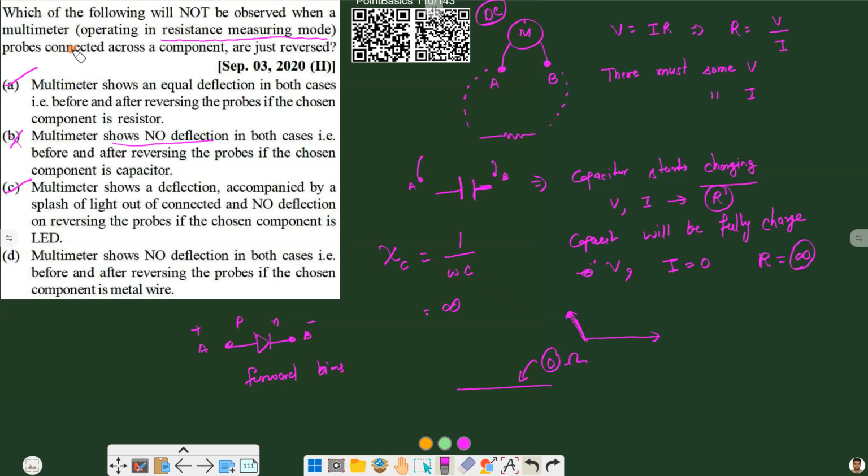So it will show no deflection, and again a metal wire is a passive component. It does not have any positive and negative terminals, so reversing it will not make any changes. Hence, there will be no deflection. So option D is also right. So option B will be the final answer, which is the wrong one. Moving to the next one.